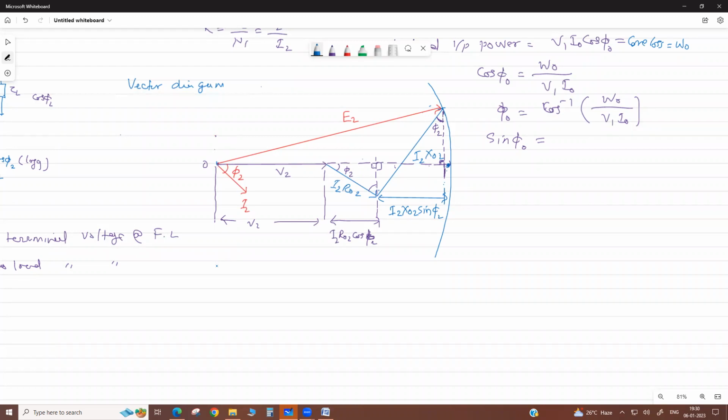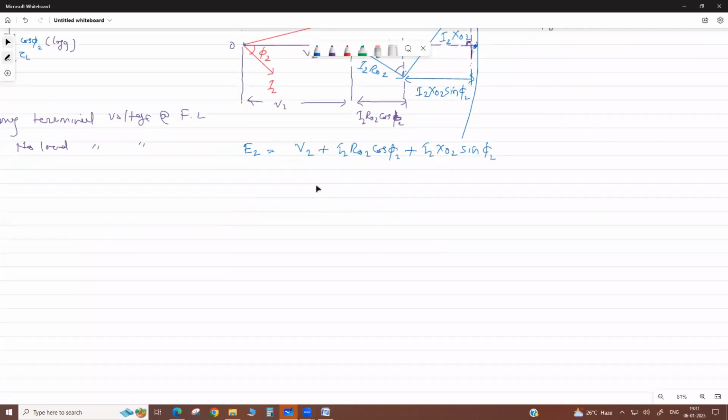So now we can calculate total E2 equals V2 plus I2 R02 cos phi 2 plus I2 x02 sin phi 2. Any doubt, my dear? Now we calculate E2 minus V2. Then this V2 is cancelled. So we only get I2 R02 cos phi 2 plus I2 x02 sin phi 2.